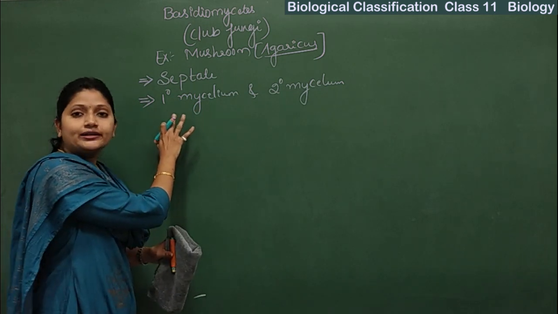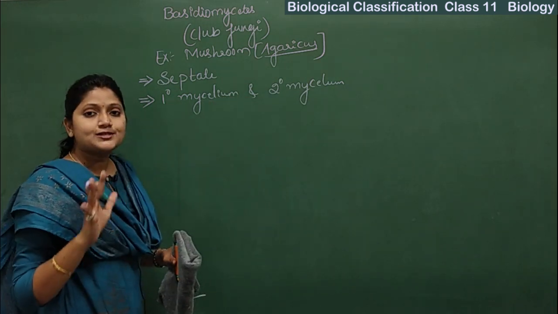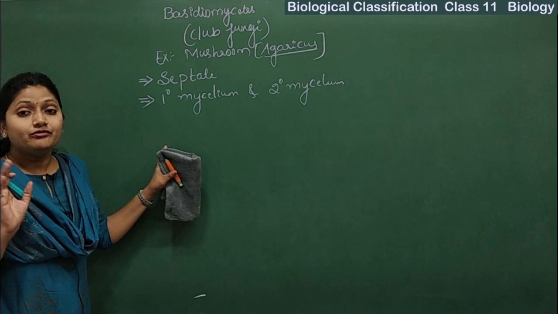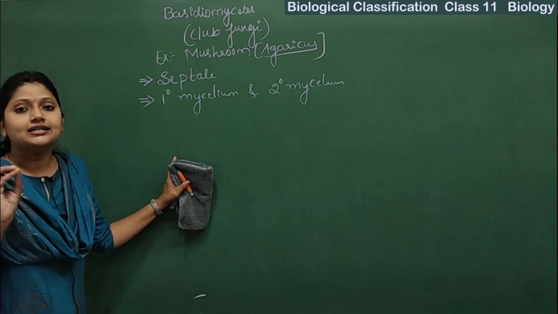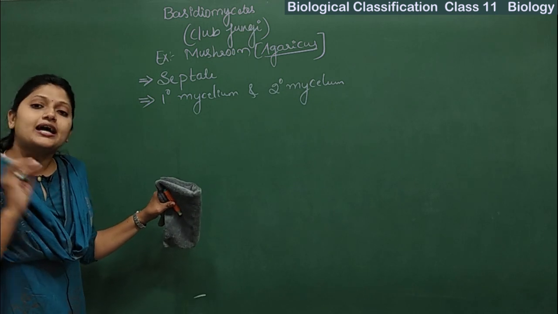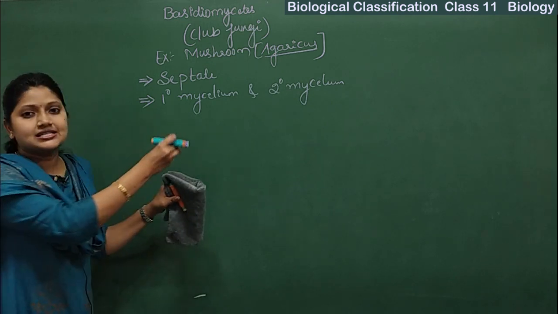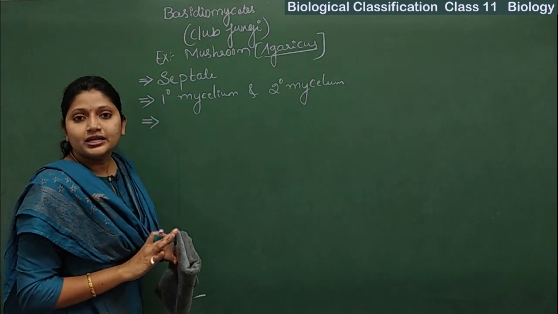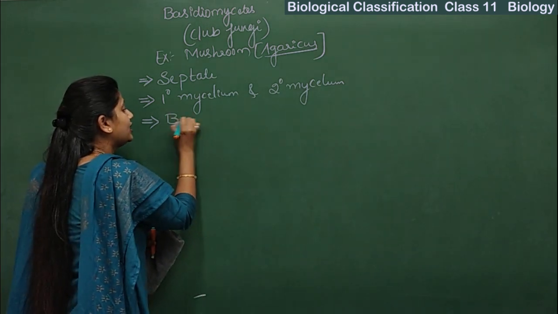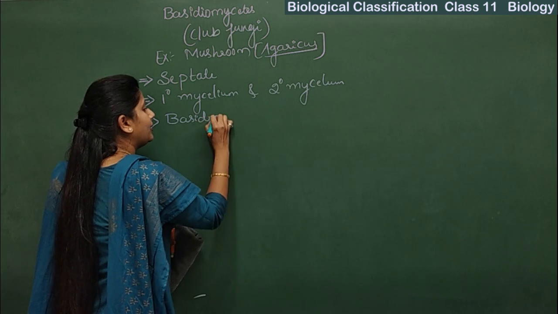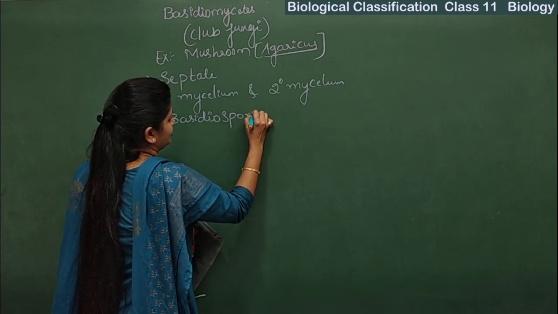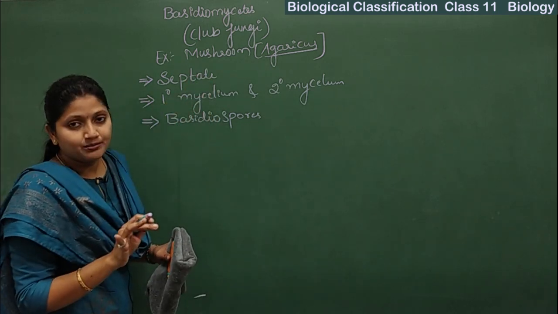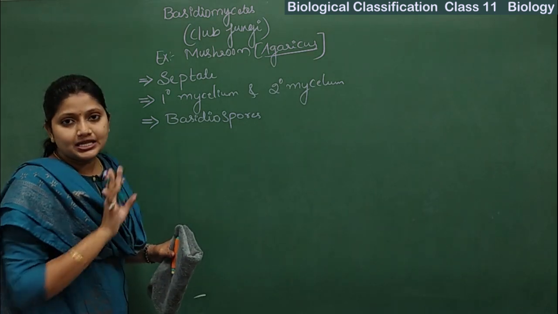In both cases, whether it is primary or secondary, the mycelium is septate. But we can see primary mycelium and secondary mycelium. So what exactly is primary and secondary? We will see in a couple of minutes. Fine. Then the spores which are formed here in the Basidiomycetes are basidiospores. Now, the spore germination as well as what is primary and secondary mycelium, we will see it together.